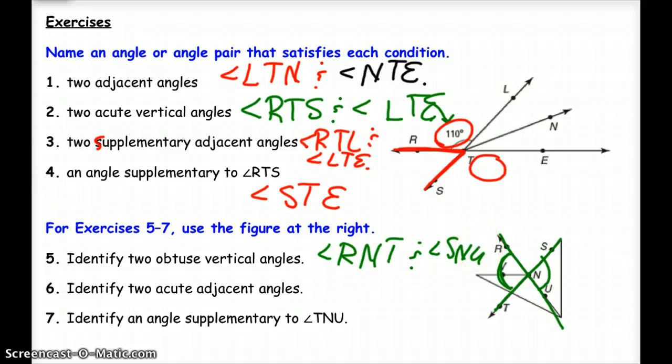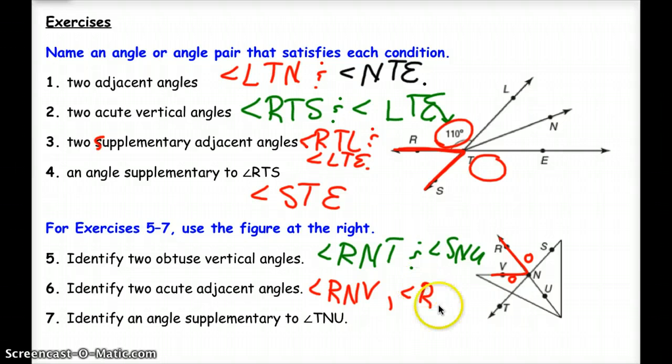Use my eraser. I like to write on my diagrams, it helps me. All right, now I need 2 acute adjacent angles. So I need an acute angle, and then I need one right next to it. So I'm going to use this one right here. And there's probably more than one answer in this. Angle RNV. And then I need another acute angle that's right next to it. So I could use maybe this one right here, or I could use this one down here. Either one of them's correct. Angle RNS.